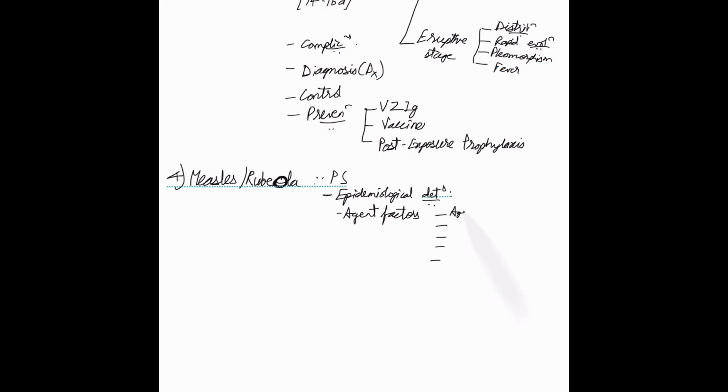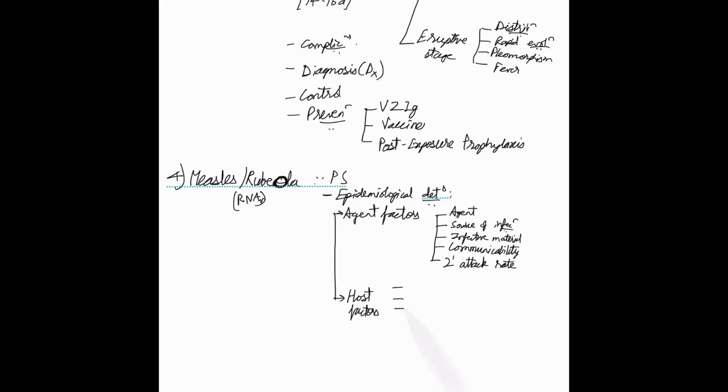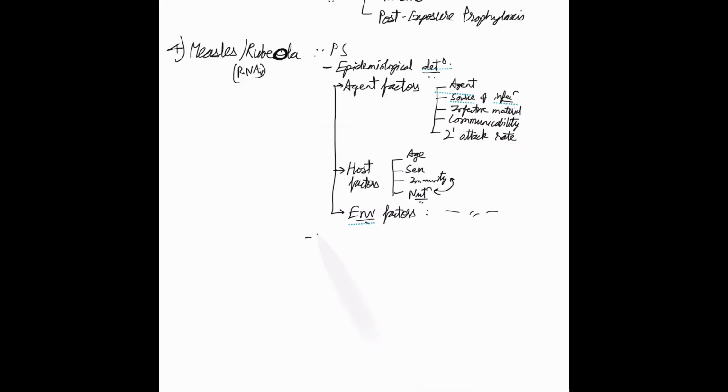So, in the problem statement, and epidemiological determinants, under which we have agent factors again, under which we have to describe the agent, source of infection, infective material, communicability, and secondary attack rate. And then host factors like age, sex, immunity, and nutrition. Immunity and nutrition kind of go hand in hand. And then environmental factors, which are literally the same as the previous disease. Environmental factors are the same for all respiratory diseases.